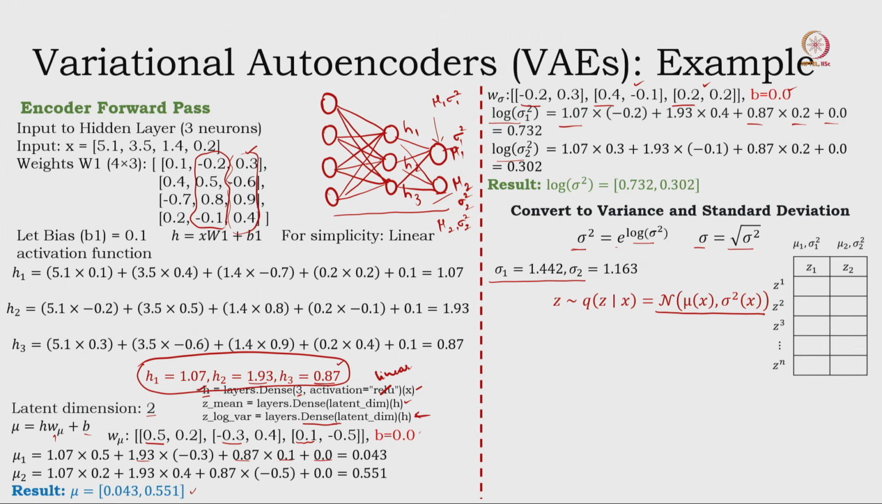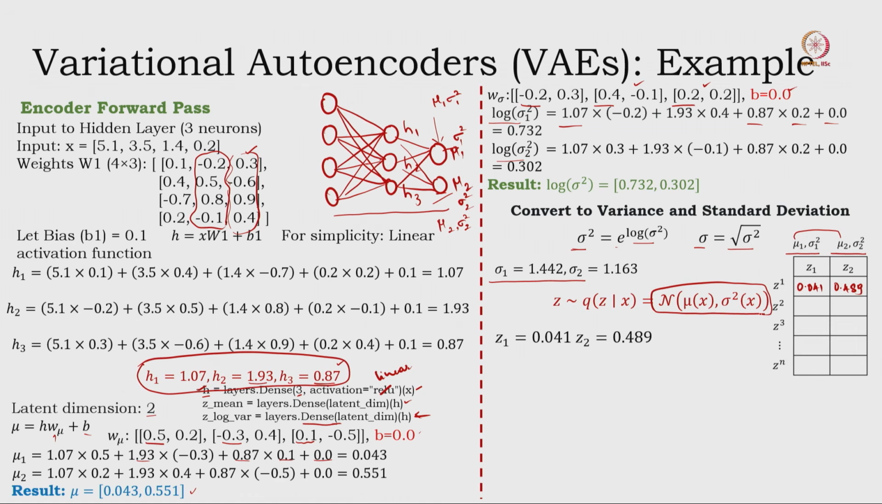So, we have this mean and variance, and from this we are going to sample the Z. Let us assume sampling is a random operation. Randomly we will pick one value from this distribution. Let us assume this is the Z1 value that we have obtained, and this is the Z2 value that we have obtained. And how did we get this? Randomly we have picked one number from this distribution.